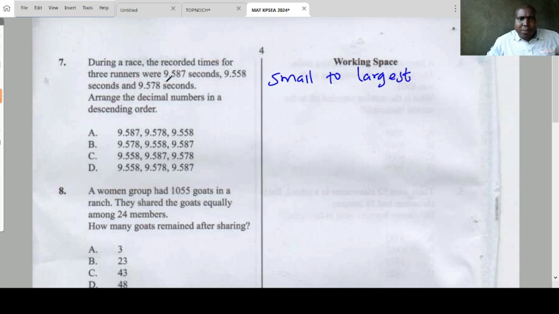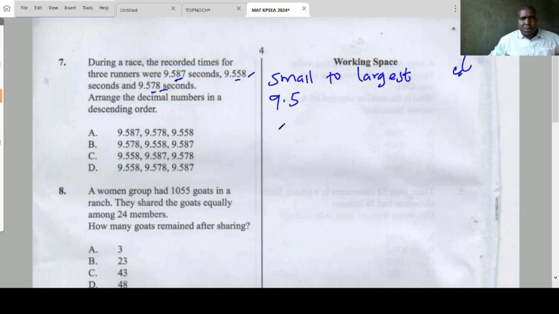So now we have 9.5, all of them have 9.5. So let's check the next number. This is 5, this is 8, the next number is 5, and the next number is 7. Therefore, this one is the biggest, this one is the smallest, and this is the second biggest.